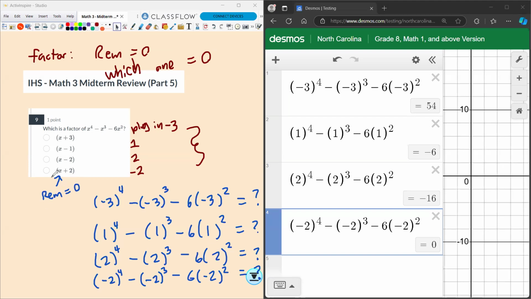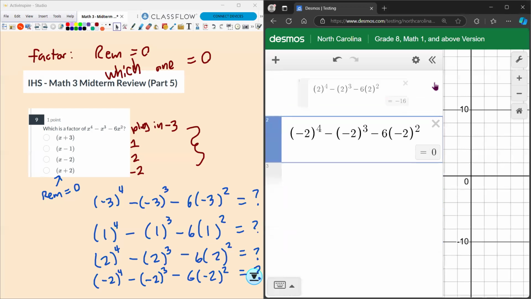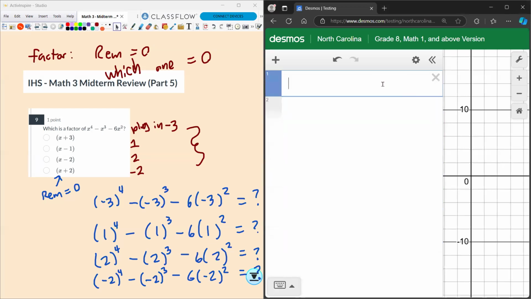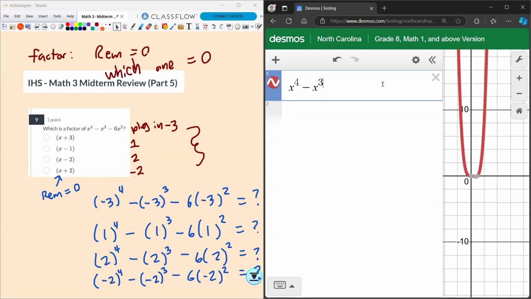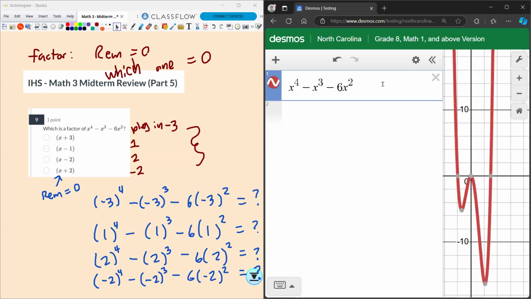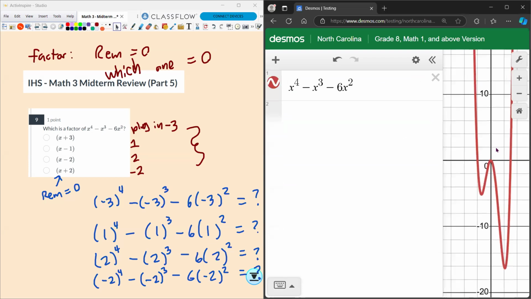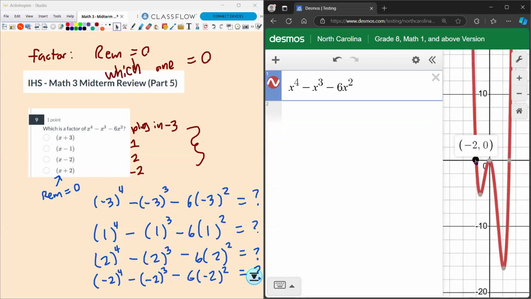Now, you can also do this with a graph. You have to know what you're looking for, but if I were to graph this function here and do x to the fourth power minus x to the third power minus 6x squared, you can see that it crosses the x-axis at -2, 0, and also 3. So I actually know what my factors are. My factors are going to be x plus 2.